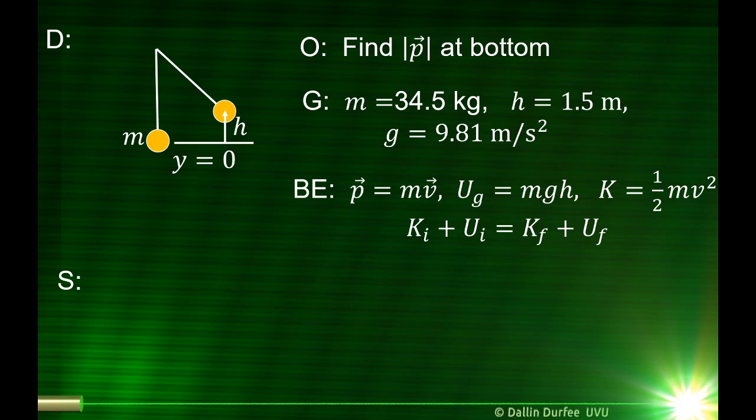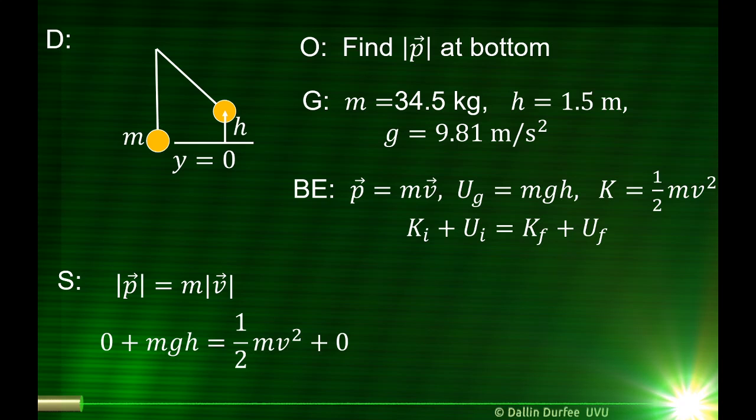Okay, for our symbolic solution, what we're trying to find is the magnitude of momentum, which would just be m times the magnitude of velocity. So I need to find the magnitude of velocity. To do that, I'm going to use my conservation of energy equation, and our initial kinetic energy is 0. When we're up at this highest point, we're not moving.